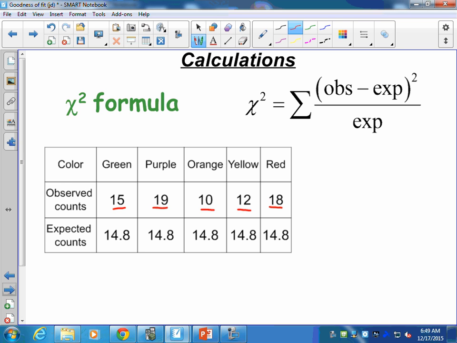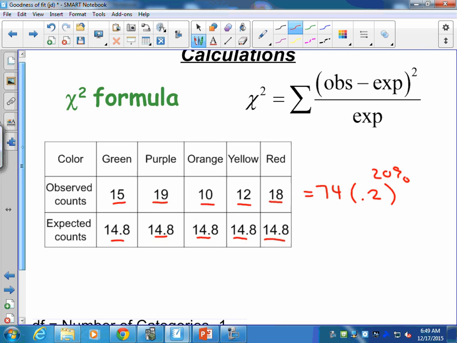So now, how do we get our expected values? For our expected values, we add this all up to get a total of 74, divide by our 5 categories, and that's how we get our expected values. And in this case, they're all equal. Depending on the problem, it could give you percentages, and then all you would do is take the percentage and multiply it by your total. We could do the same thing here. Everything is 20% of the overall distribution, so we would multiply by 0.2 to get that value.